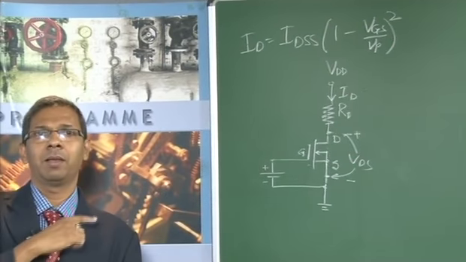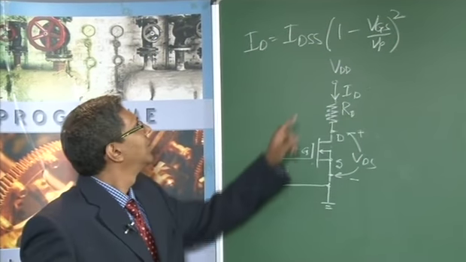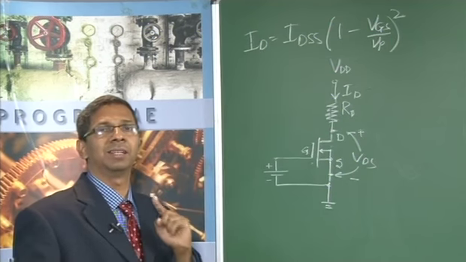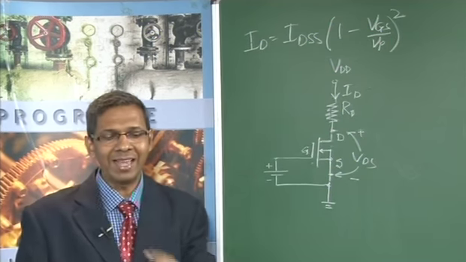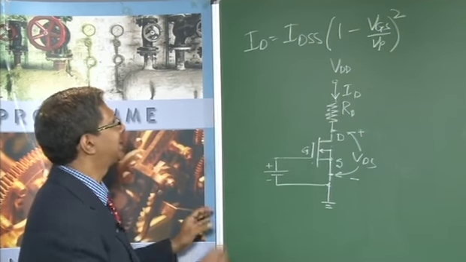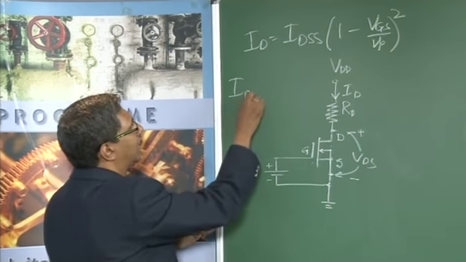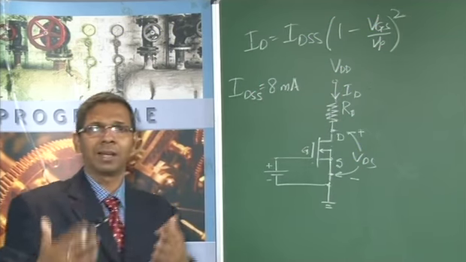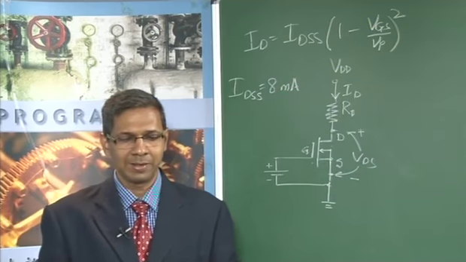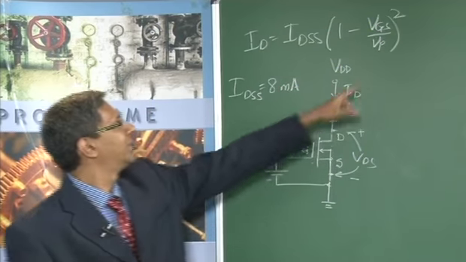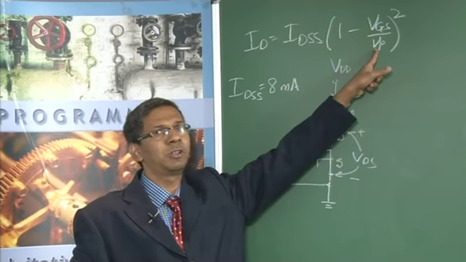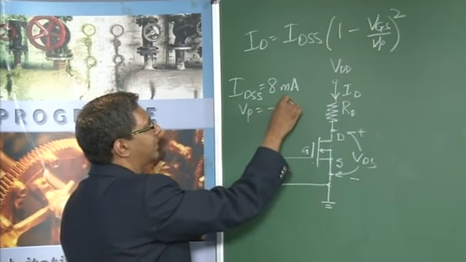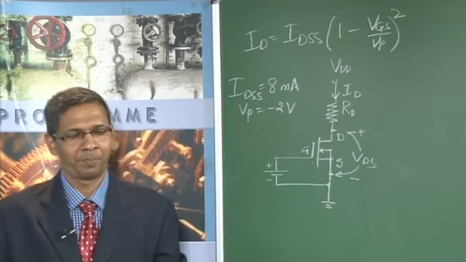Now what was VP? VP was your pinch off voltage. IDSS is the drain saturation current at VGS equal to 0, and in our case IDSS is given as 8 milliamperes. This is given data. Let us see how we can design our circuit. The pinch off voltage is also given. VP is negative, because this is a depletion MOSFET.